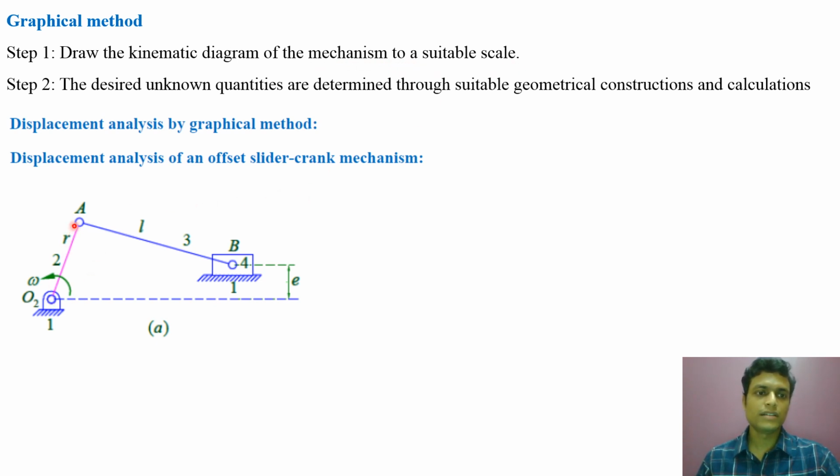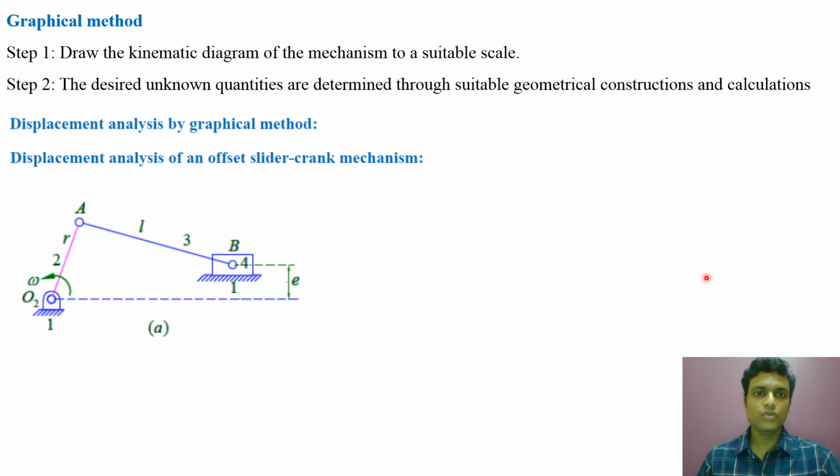So we have drawn it to a suitable scale. In the offset slider crank mechanism, the center of crank O2 has an offset with the axis of the slider. That offset amount E is known. The length of the crank is R, that is link number 2. The length of connecting rod AB is L, denoted by link number 3, and this is our piston.